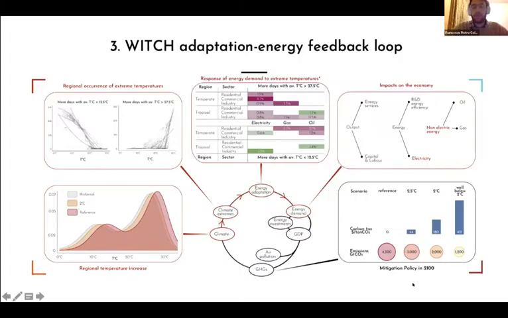In the mitigation scenarios, we don't have the feedback on the climate because the carbon budget is fixed, but this is then investigated by looking at how the mitigation policy that is chosen cost optimally varies, and in our case, it's the global carbon tax.